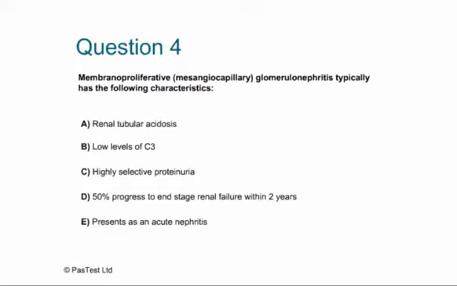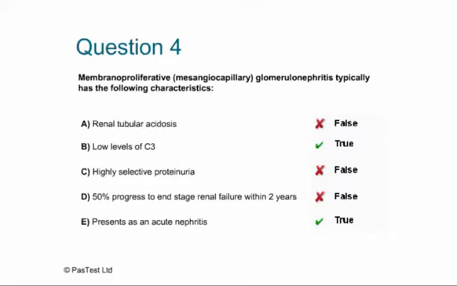Let's have a look at the answers. Membranoproliferative glomerulonephritis doesn't typically have renal tubular acidosis. Acidosis isn't a feature of the disease in the early stages commonly. Does it have low levels of C3? Yes, it does, and we'll talk about complement abnormalities in due course. Do we have highly selective proteinuria? We don't. That's said to be a classical feature of minimal change nephrotic syndrome and not membranoproliferative glomerulonephritis. Do 50% progress to end-stage renal failure within 2 years? That's not true. A significant number do progress to end-stage renal failure, but normally not that quickly.